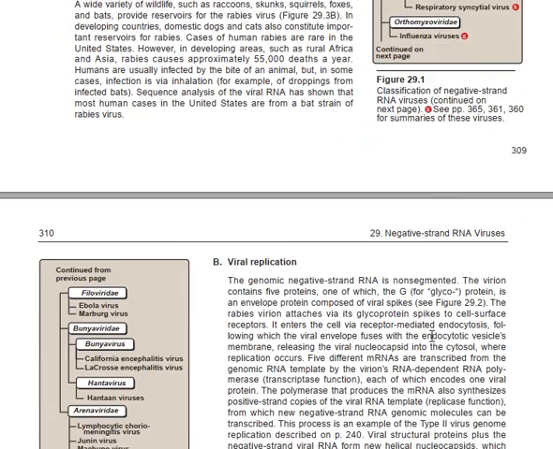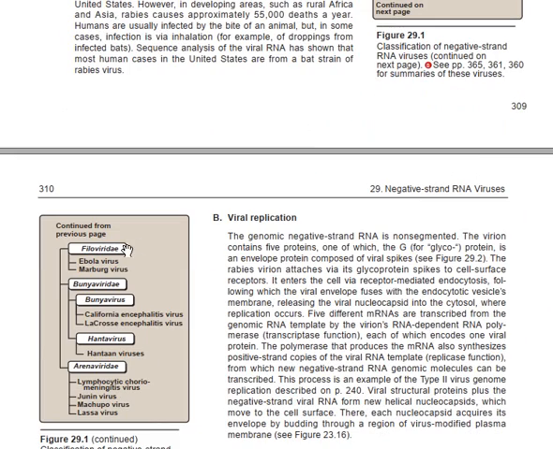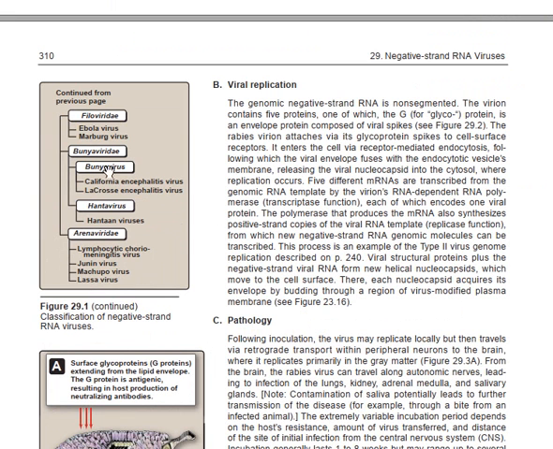Now we continue under the helical non-enveloped RNA viruses. We have the Filoviridae family, where we have Ebola and the Marburg virus. We have the Bunyaviridae family, where we have the Bunyavirus, for example the California encephalitis virus and La Crosse encephalitis virus. We have the Hantavirus, and we have the Arenaviridae family, which is made up of the lymphocytic choriomeningitis virus, the Junin virus, the Machupo virus, and the Lassa virus.